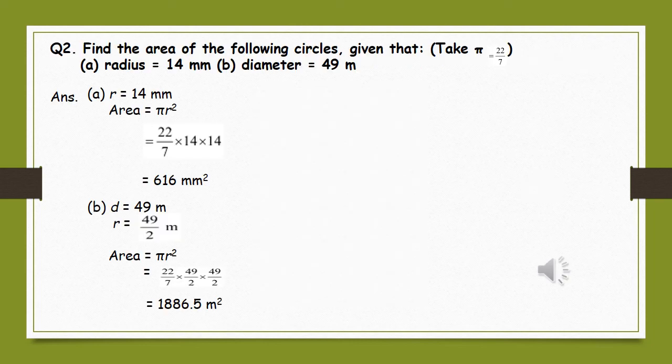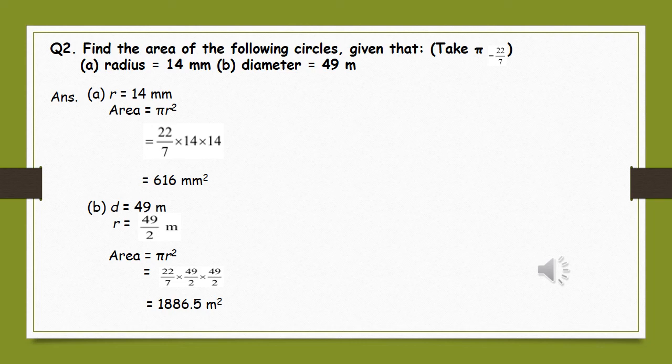Now we are moving to question number 2. Find the area of the following circles. Here the value of pi is given as 22 by 7. In part A, they have provided us with radius as 14 millimeter, and in part B, diameter as 49 meter. Radius r is equal to 14 millimeter, area is equal to pi r square, that is equal to 22 by 7 into 14 into 14, that is 616 millimeter square.